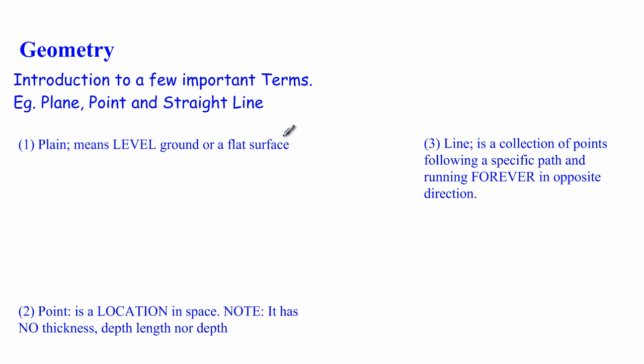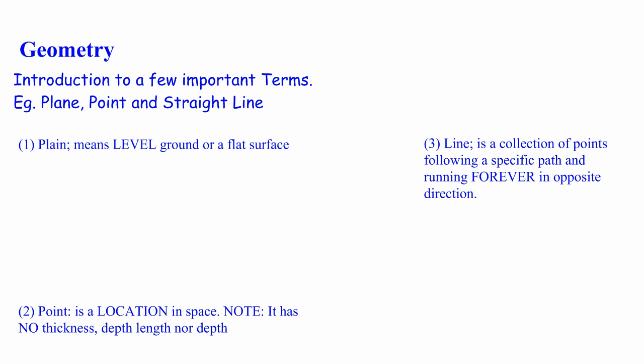All right. Now, the first term that I would like to look at is: what is a plane? By definition, a plane means level ground, or we're working with a flat surface. A typical example: you may be sitting around a table. The top of the desk would be a flat surface. So that's what we're referring to when we speak about a plane. It's a flat surface, or the top of the desk, or level ground.